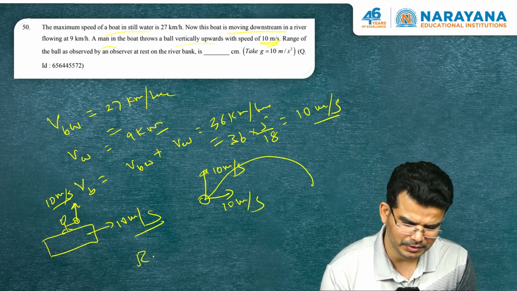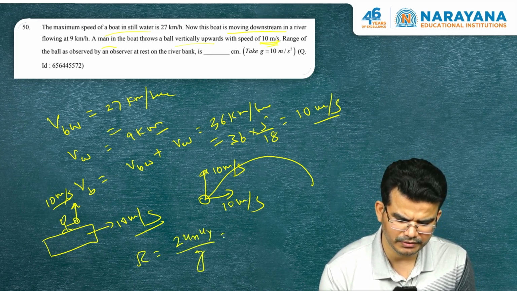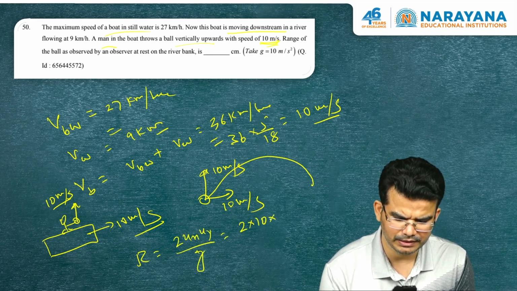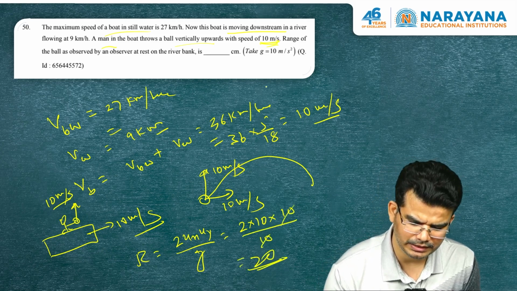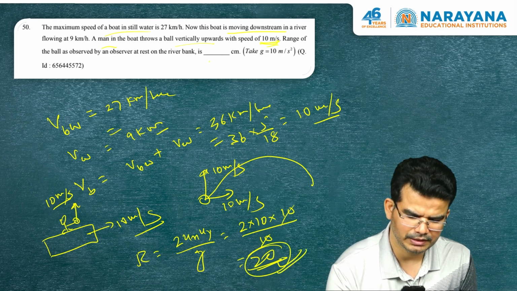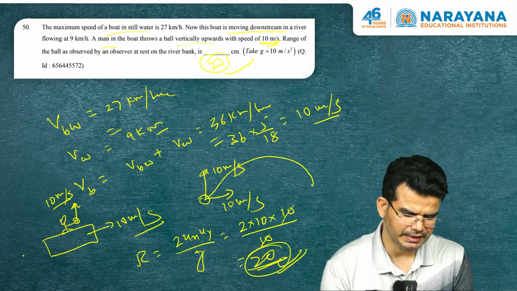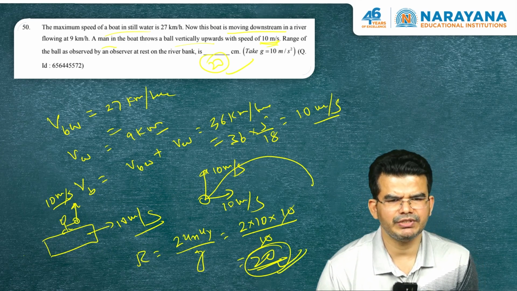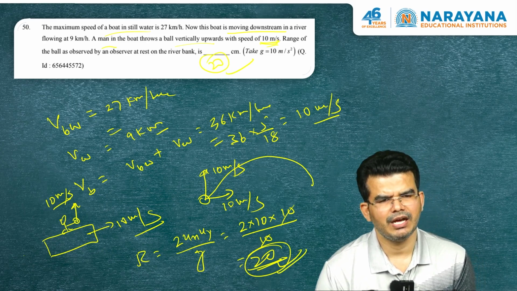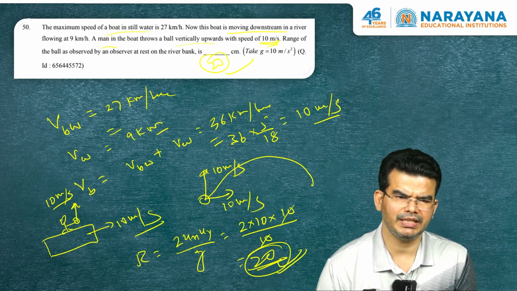So, range is simply 2 ux uy upon g. Just put the value: 2 times ux is 10, uy is 10, upon g is 10. 10, 10 gets cancelled, this is 20. So, the answer is 20. So, this way we completed, I think, all questions. Questions were easy. Whatever ambiguity was there, that also we discussed, and whatever bonus questions were there, that also we discussed. Okay, fine, thank you.